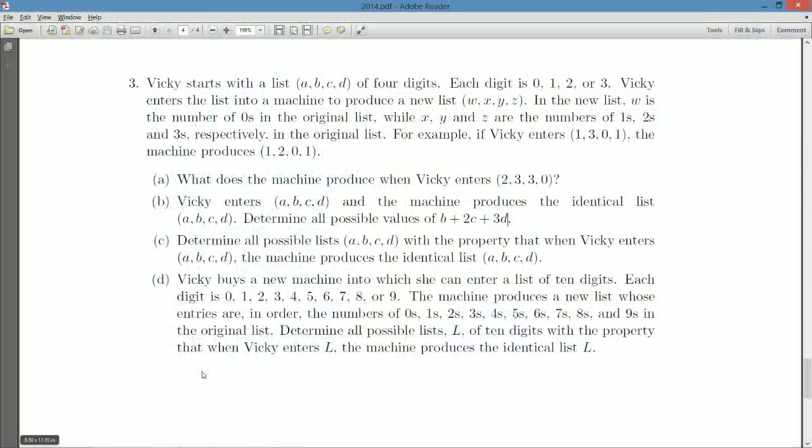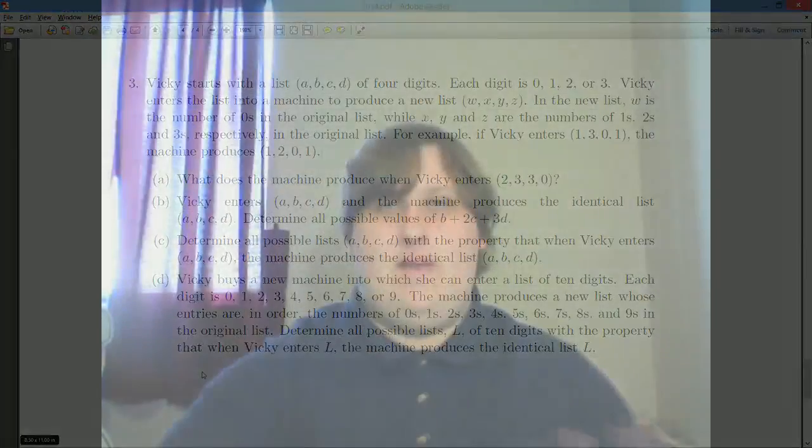And we just double checked that that's all we were asked for. Determine all possible lists L of 10 digits with the property that when she enters an L, we get the identical list L. So that does it. That's the 2014 CIMC paper, the intermediate papers.